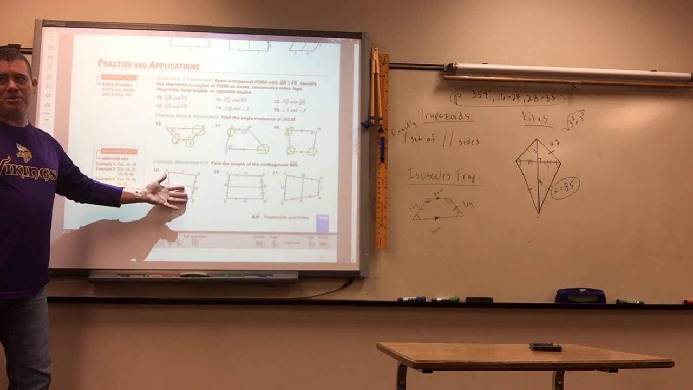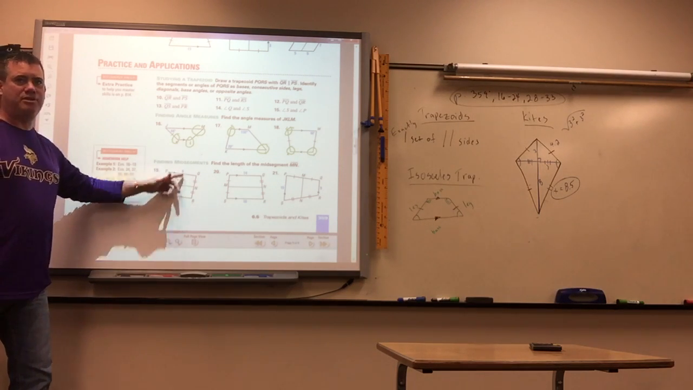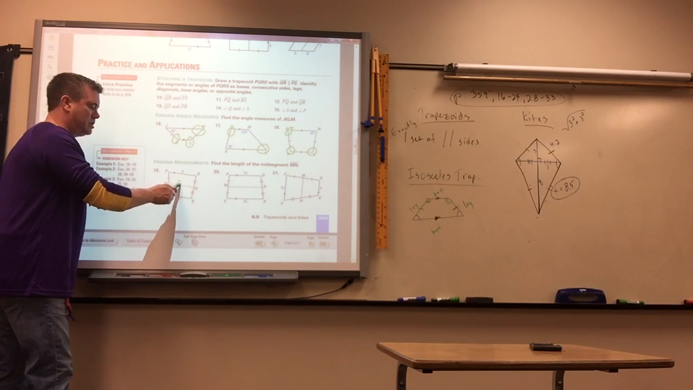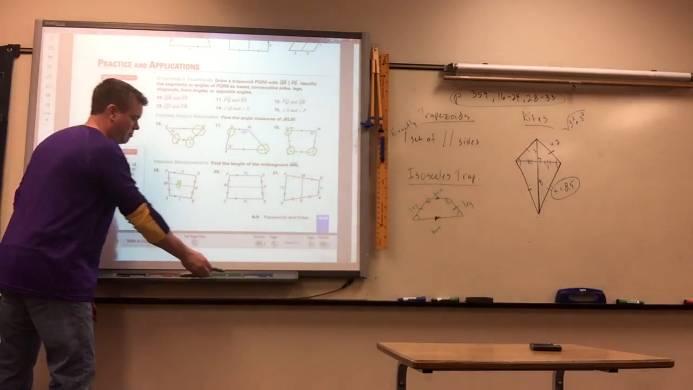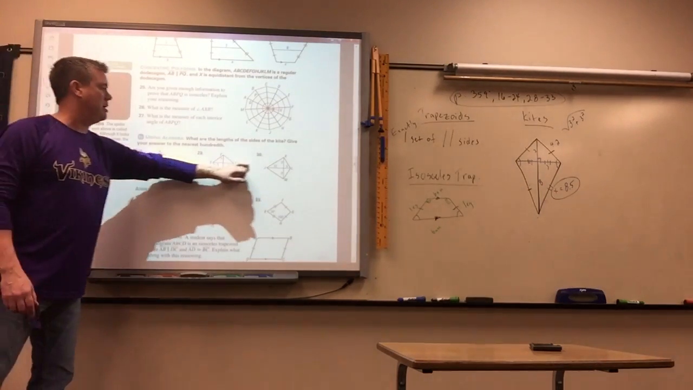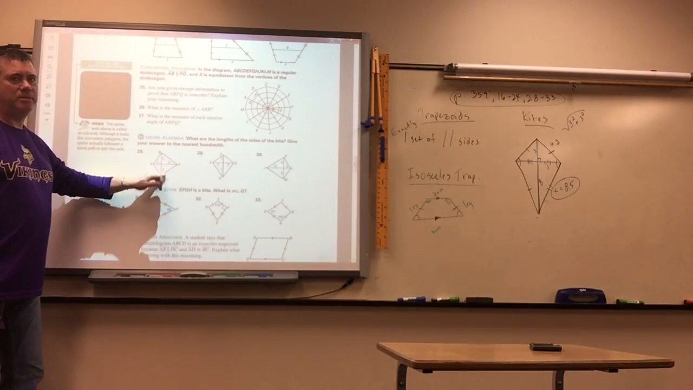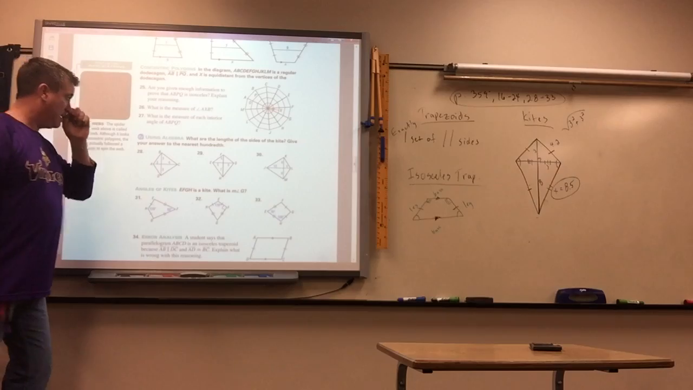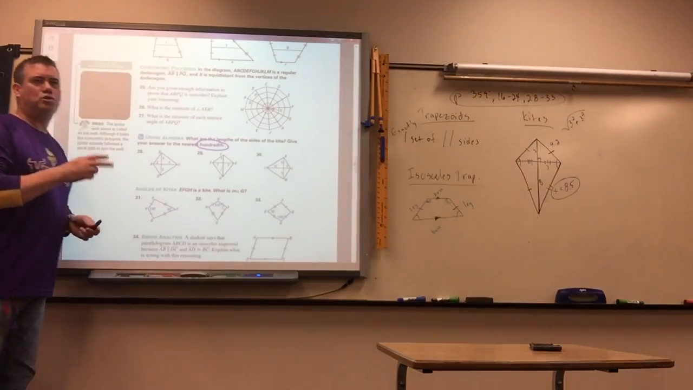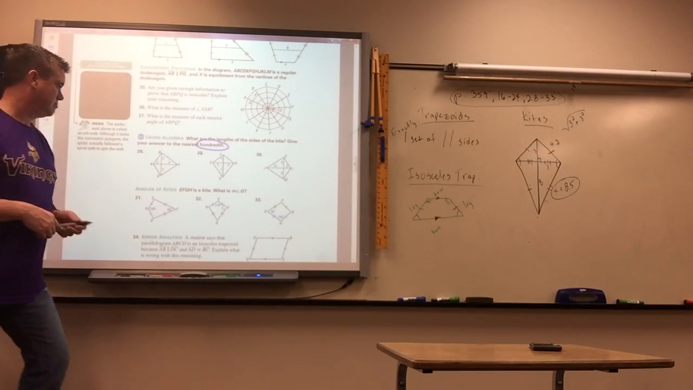Remember the mid segments, how to do them? The mid segment is just the average of these two. 9 plus 7 is 16, divided by 2 is 8. And then here are the ones where you got to find the sides by using the Pythagorean theorem. I guess it does say here to round to the nearest hundredth. So 2 decimal places is what they want.